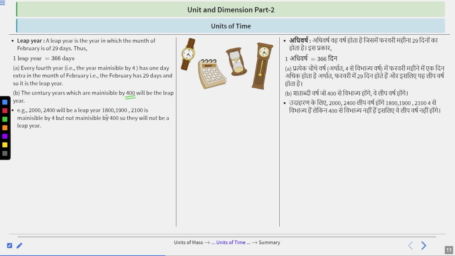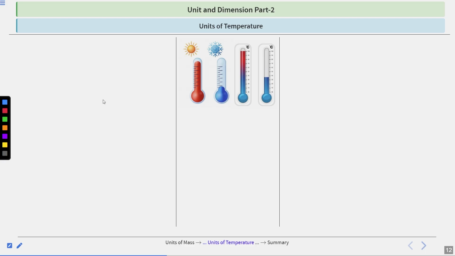Got it? Now, let's have a talk over the units of temperature.